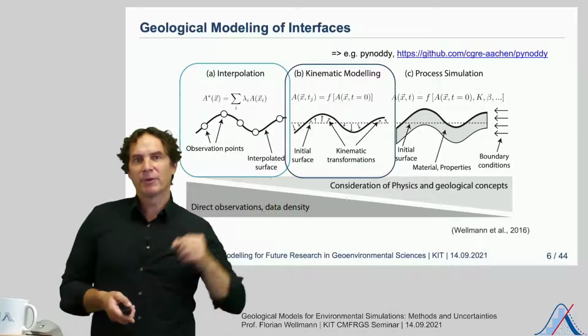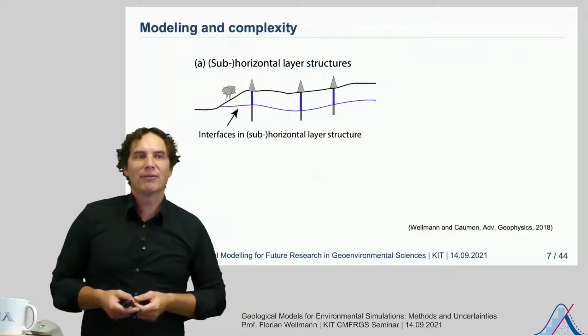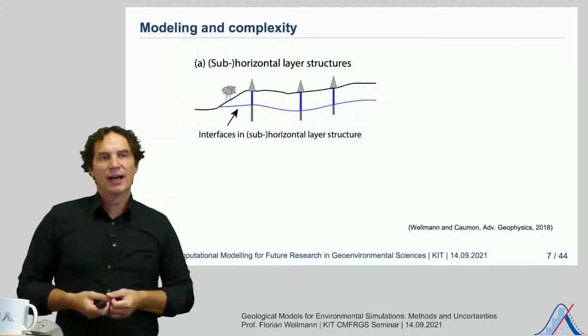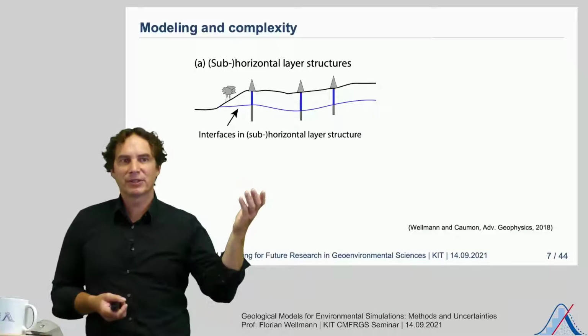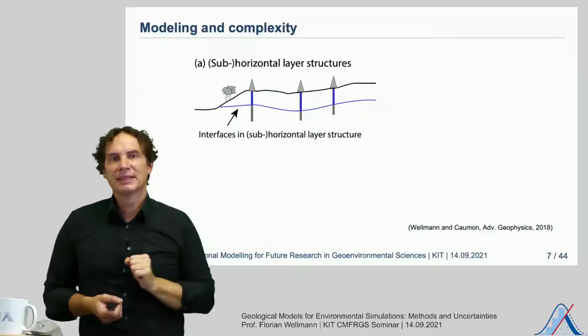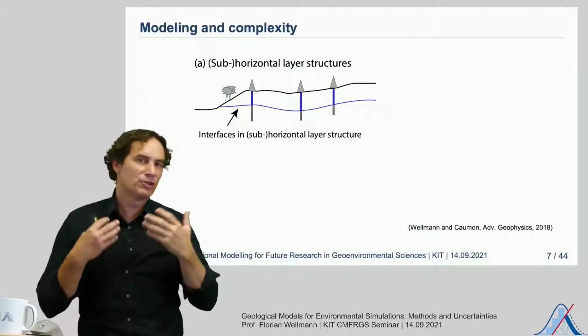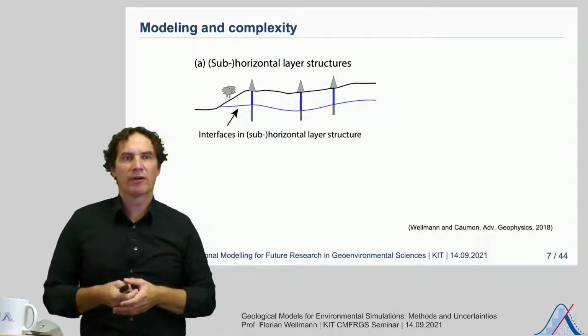Okay. So when we talk about modeling, we also have to talk a little bit about complexity of geology. And just to give you here a simple representation, let's say we have a very simple case that we have land surface here, we may have these drill holes depicted. And let's say that we have some sort of a continuous interface in the subsurface of geological, where we assume a change in geological properties. For example, the top of an aquifer or a geothermal reservoir.